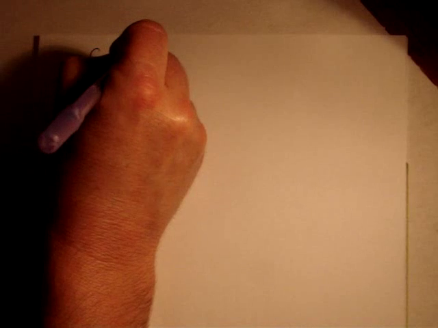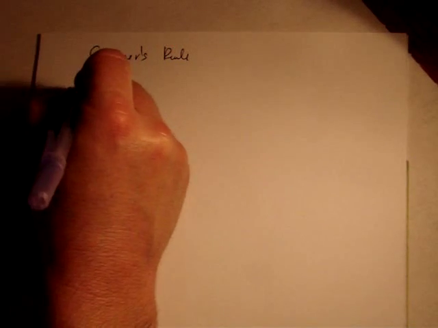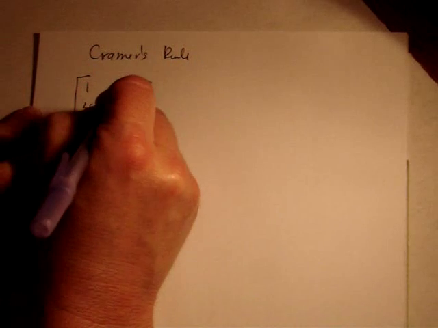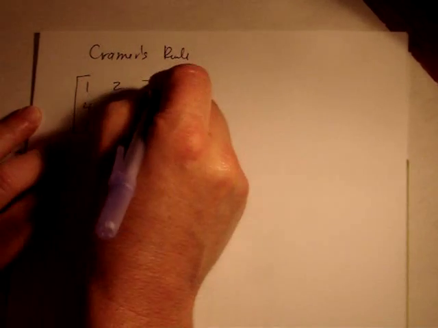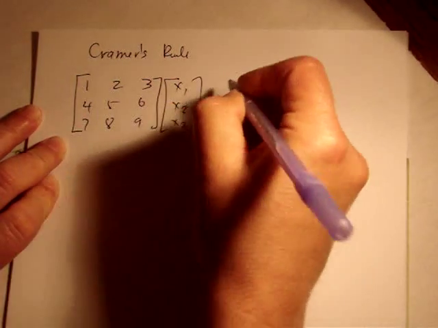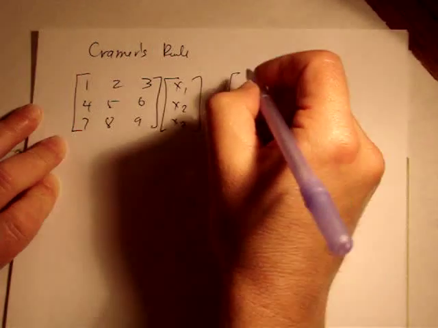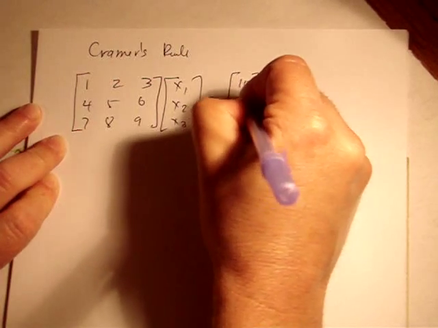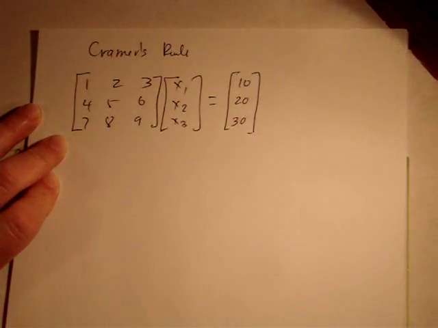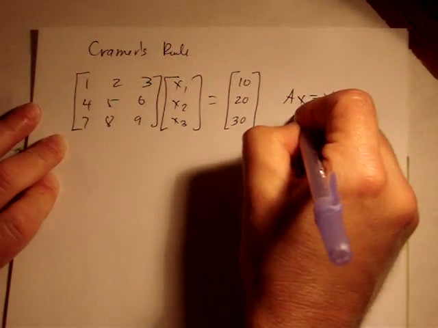Alright, let's look at an example of Cramer's rule. Let's just set up something made up here. Let's just do 1, 2, 3, 4, 5, 6, 7, 8, 9, some matrix, times x1, x2, x3 equals something here. Let's just say 10, 20, 30, just so our numbers are recognizable. So we have something in the form of Ax equals y, and we want to know what x is.